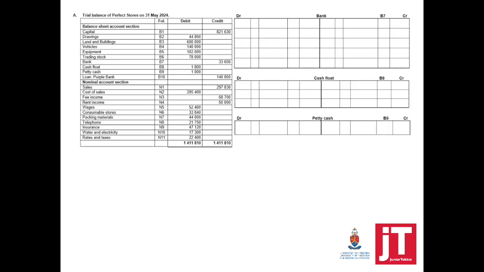Bank. Always check bank if it's on the debit or on the credit side. If it is on the credit side, it means that this is an unfavorable bank balance. Cash float is a current asset, so the balance brought down appears on the debit side. Petty cash on the debit side, 1,000.